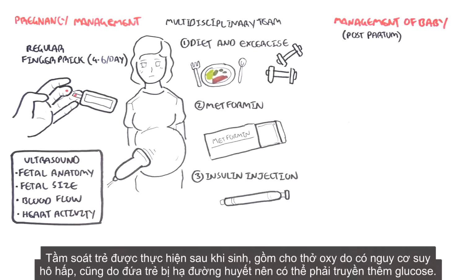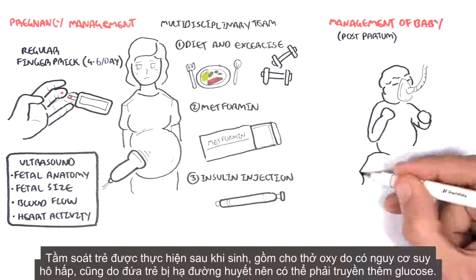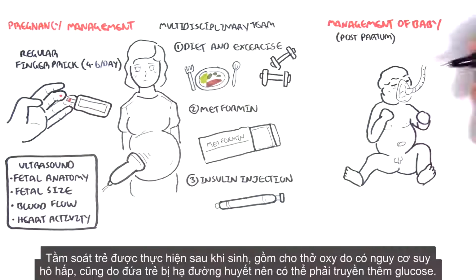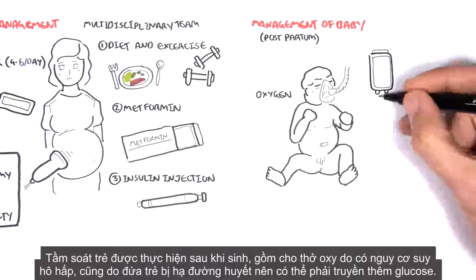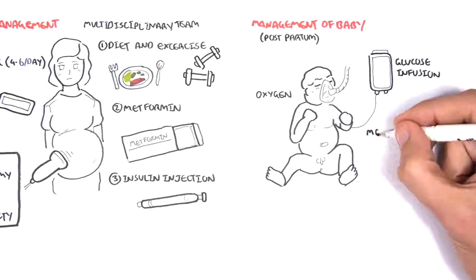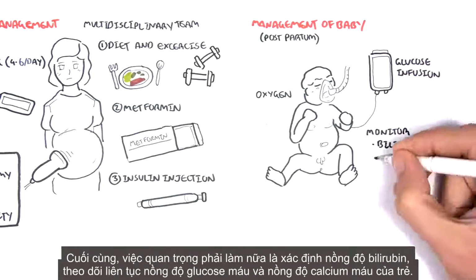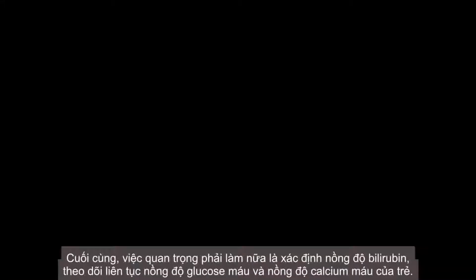The management of the baby occurs postpartum after delivery and includes oxygenation because of the risk of respiratory distress syndrome. Because the baby is also in hypoglycemia, there can be also administration of dextrose. It is finally also important to monitor the bilirubin levels, the glucose levels continuously, and also the calcium levels.